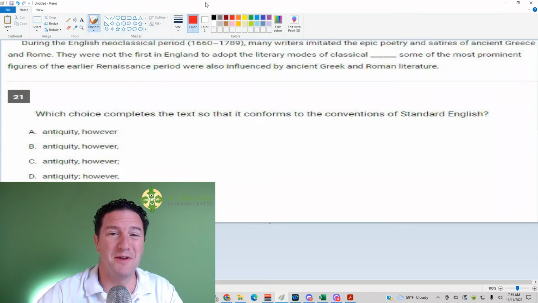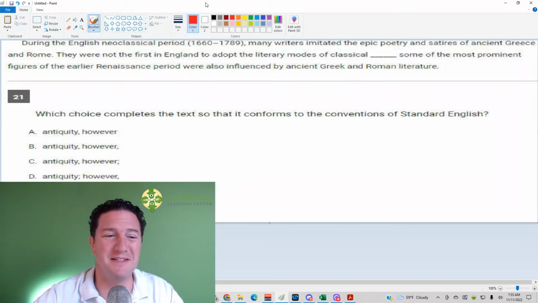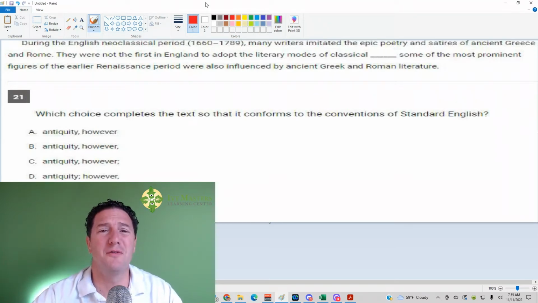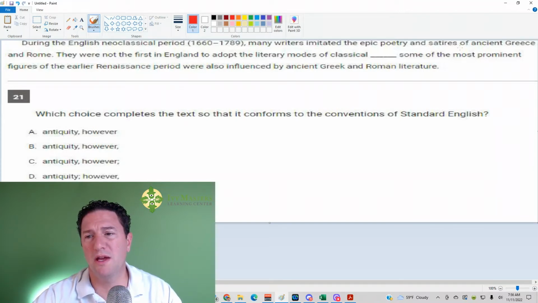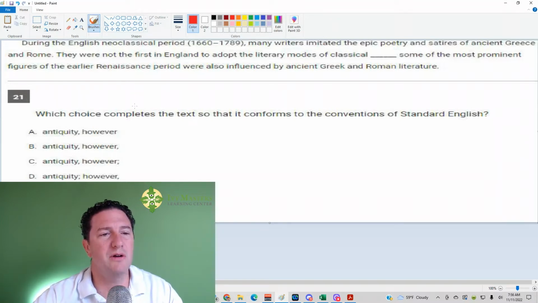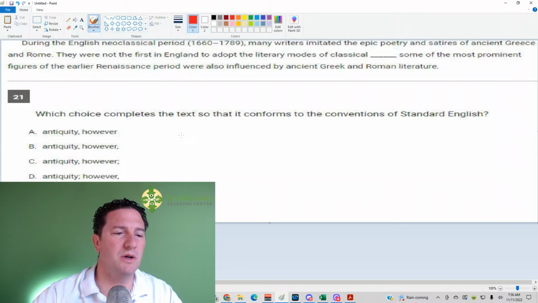Solka, IB Masters Learning Center at IBMasters.com, and today we're going to look at number 21 for Digital SAT Test 1, and the paragraph reads, during the English neoclassical period, 1660 to 1789, many writers imitated the epic poetry and satires of ancient Greece and Rome. And now I'm anticipating what's to come.